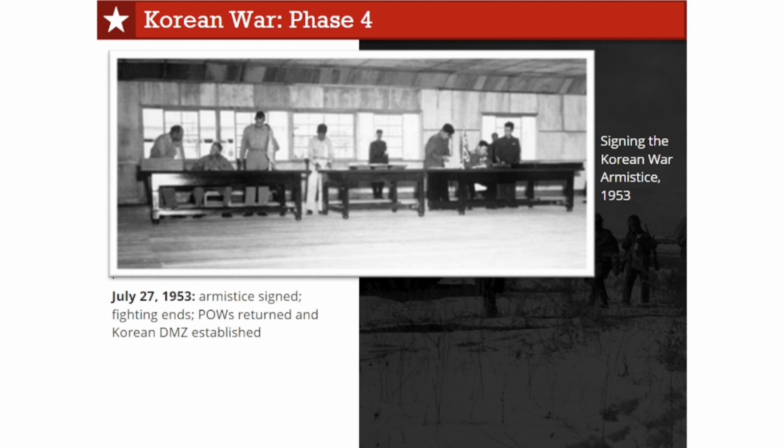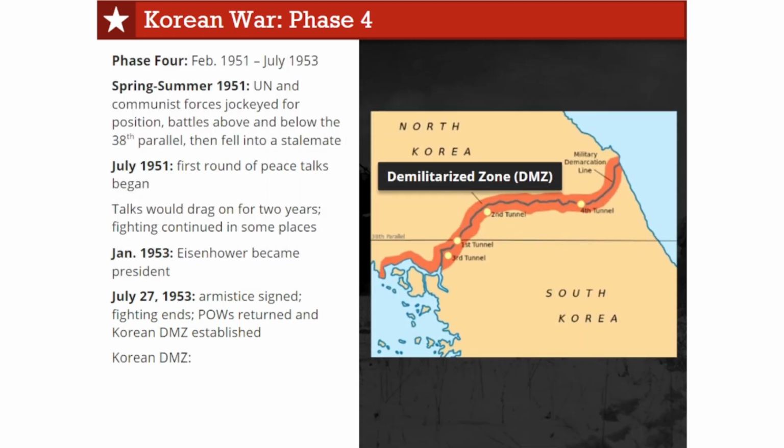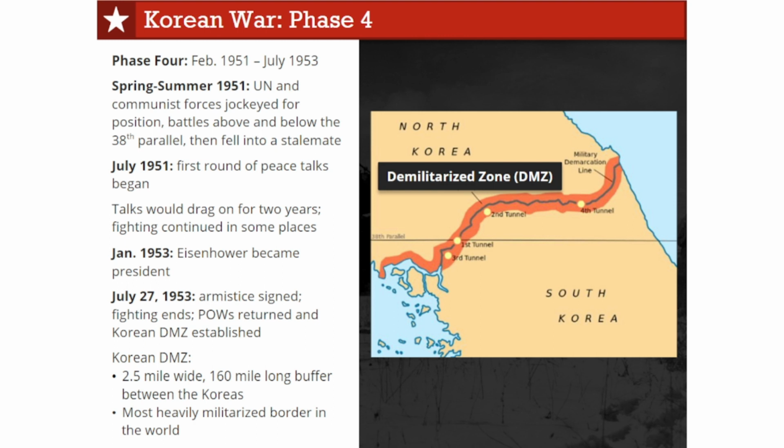Signing of the armistice allowed the return of prisoners of war and also created the Korean Demilitarized Zone, or DMZ, that would now separate the two Koreas. The Korean DMZ serves as a buffer zone between the Koreas, a 2.5-mile-wide, 160-mile-long tract of land that runs mostly a little north of the 38th parallel. Even today, it is the most heavily militarized border in the world, with soldiers patrolling the border 24 hours a day.